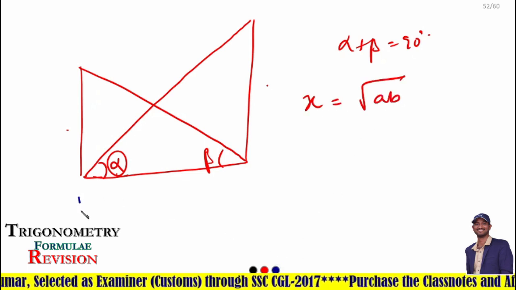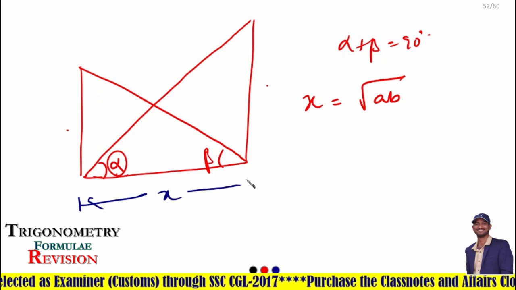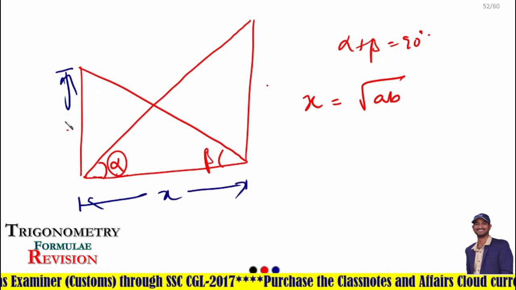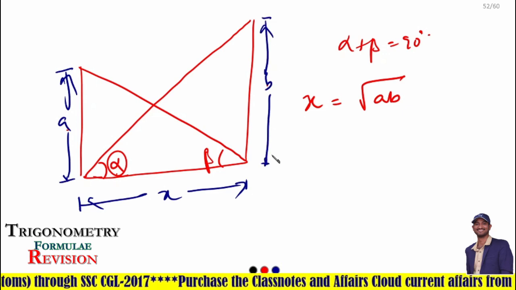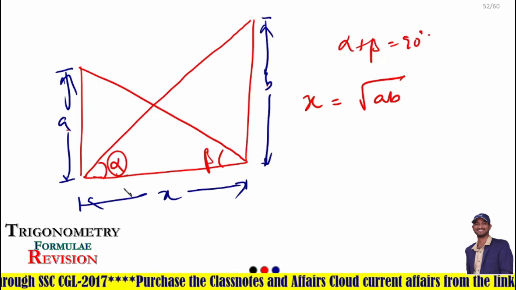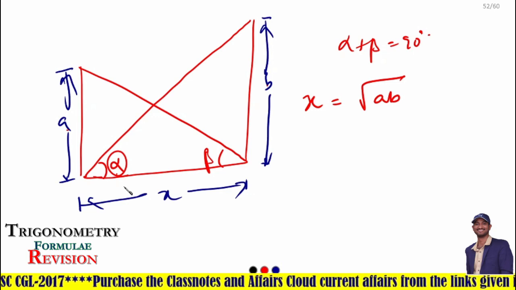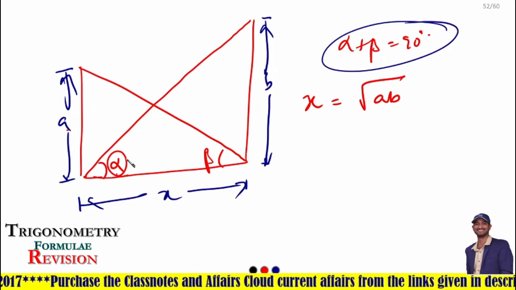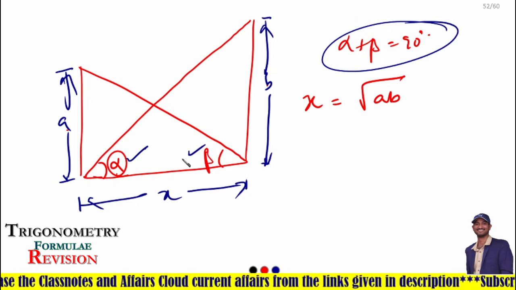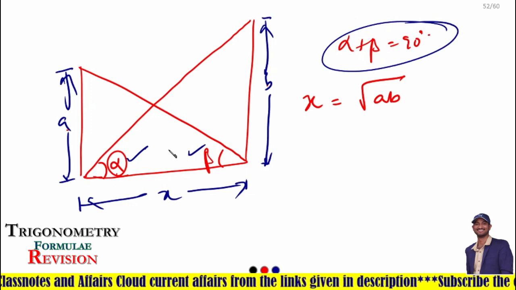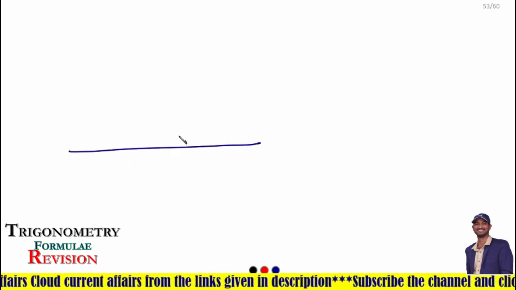What is x? It is the distance between the towers, and A and B are the heights of the towers. So the distance between the towers is always equal to the product of the heights of the towers under root. But the condition should be these angles are complementary.